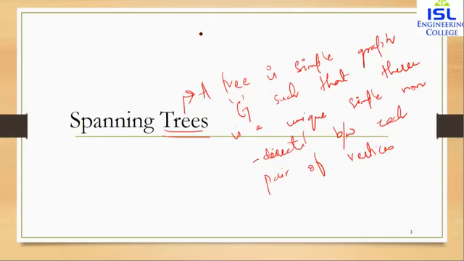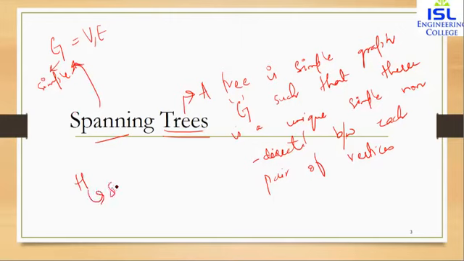Now the next thing will be spanning trees. What is the definition of a spanning tree? Suppose G is a simple graph with vertices V and edges E. Then a spanning tree of G, which I am denoting by H, is a subgraph of G. That is, it is a tree containing every vertex of G.